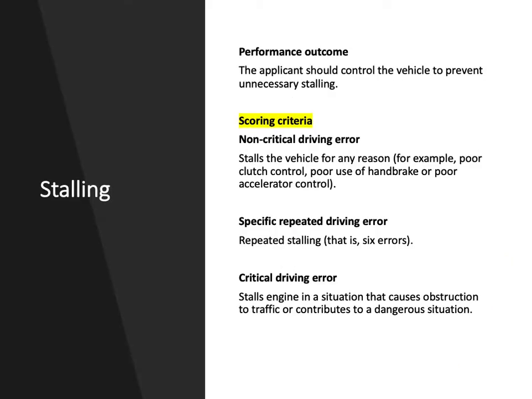Stalling. The performance outcome is as follows. The applicant should control the vehicle to prevent unnecessary stalling. The scoring criteria is as follows. Non-critical driving error. Stalls the vehicle for any reason, for example, poor clutch control, poor use of handbrake, or poor accelerator control. Specific repeated driving error. Repeated stalling, that is 6 errors. Critical driving error. Stalls engine in a situation that causes obstruction to traffic or contributes to a dangerous situation.